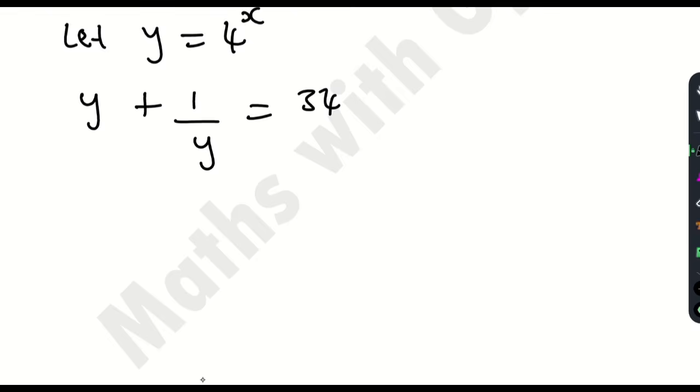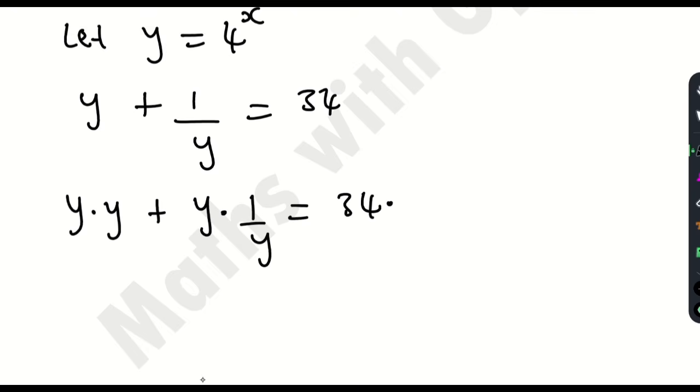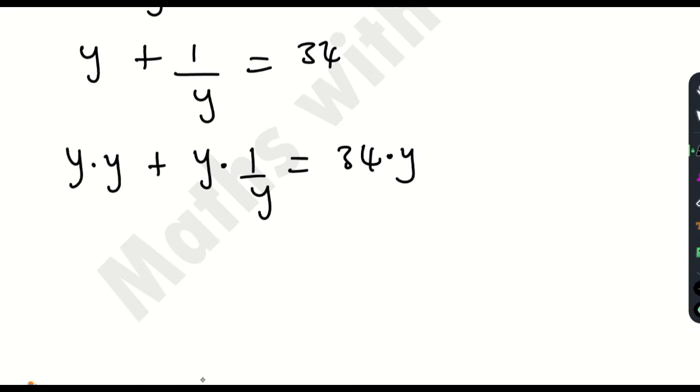So because I do not want a fraction here, I can find the LCM of these two fractions, or I can multiply every single term by y. Now, the reason for that is to get rid of this fraction here. So let's multiply every single term by y. So y times y plus y times 1 over y is equal to 34 times y. Okay, so what is y times y? That's y squared. And this y cancels this y, so you are left with 1. And this is equal to what? 34 times y is obviously 34y.